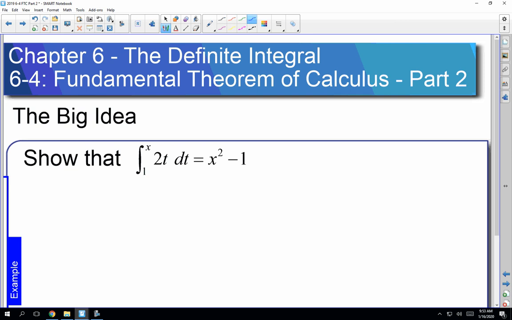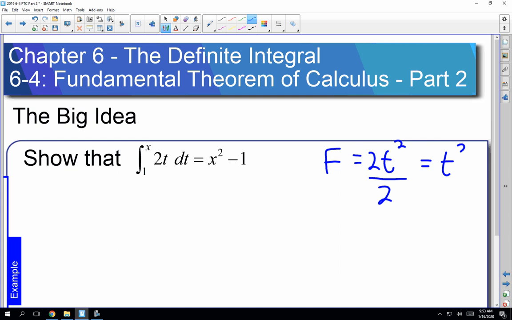What is the antiderivative of 2t? T squared. Yeah, so it's going to be t squared. And let's just write it out. T squared, when you divide by the 2, it cancels the 2. You see that? It is just t squared. Okay.